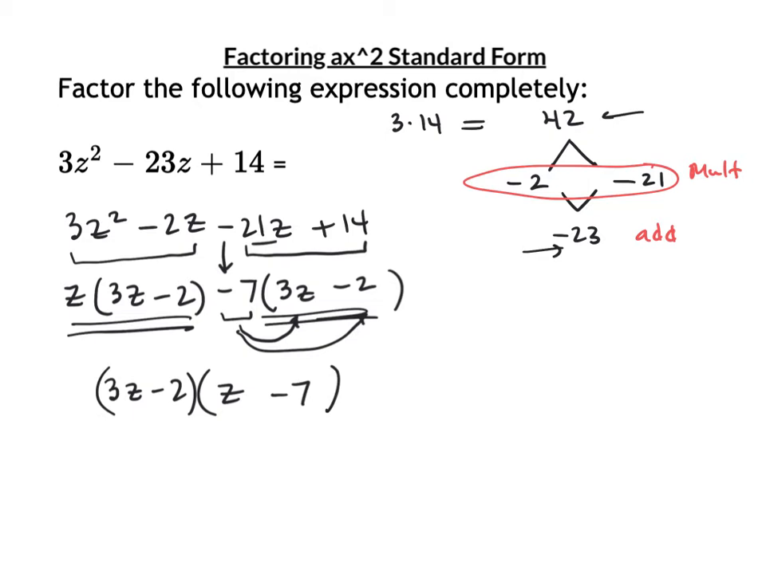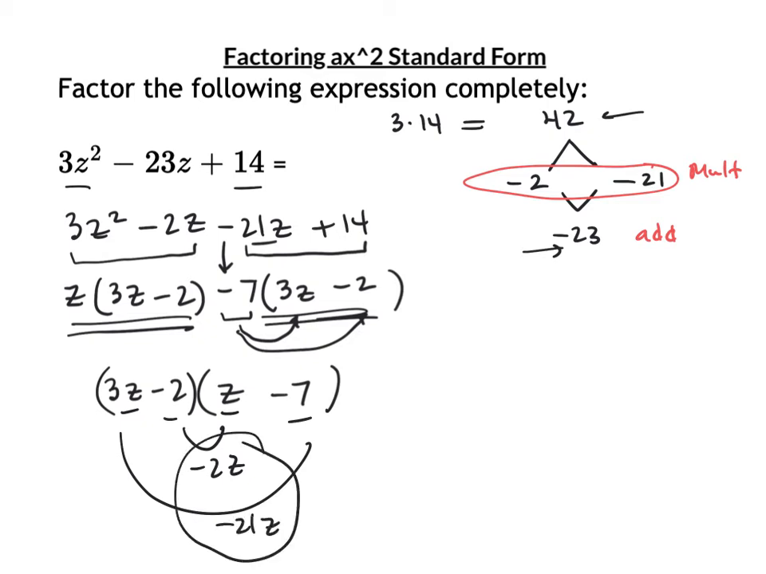Check this in your head to make sure it's right. 3z times z is 3z squared. We're good there. Negative 2 times negative 7 is positive 14. We're good there. On the inside, negative 2 times z is negative 2z. On the outside, 3z times negative 7 is negative 21z. And when I add those two together, I get negative 23z. This is my answer.